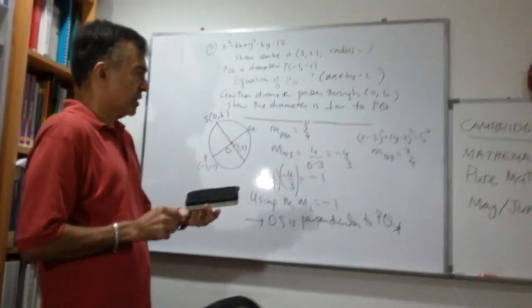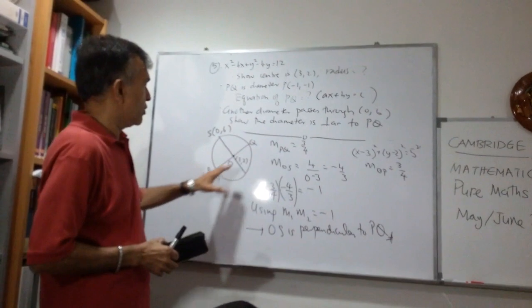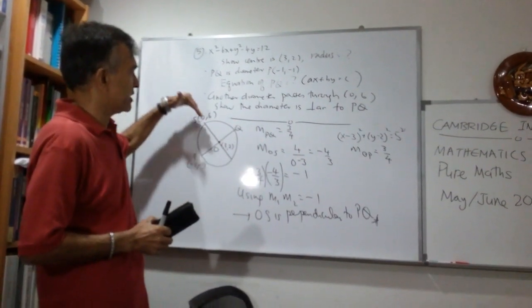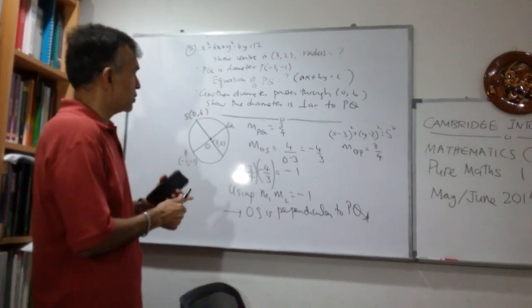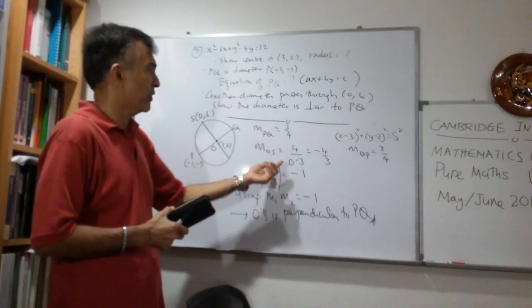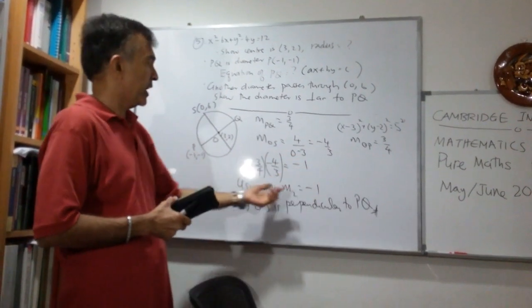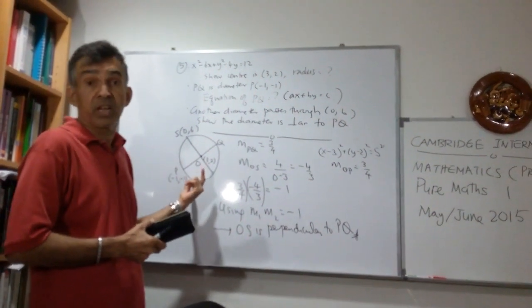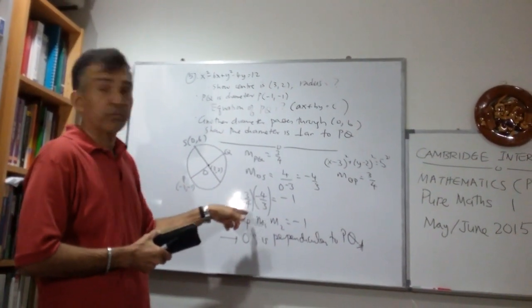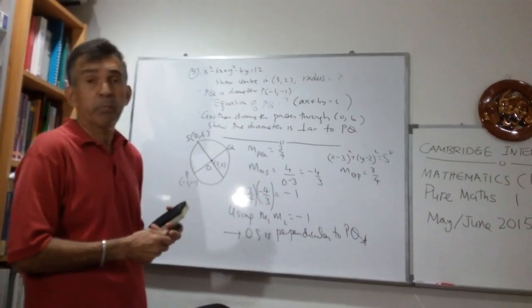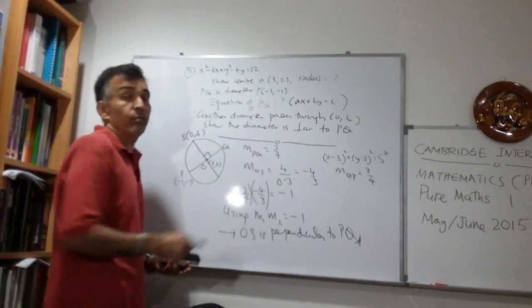Let me just summarize that. We have the gradient of PQ, and we are trying to show that this line here is perpendicular to PQ. So all you have to do is find the gradient of OS. We found that to be negative 4 over 3, and we know when we have two lines which are perpendicular, the product of the gradients is negative 1, and that's what I've shown here. Therefore, these two lines are perpendicular to each other, and we are done.